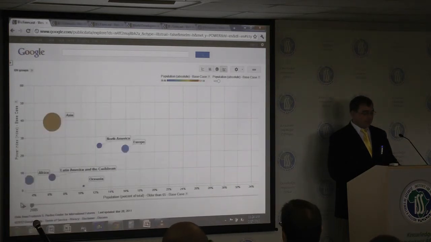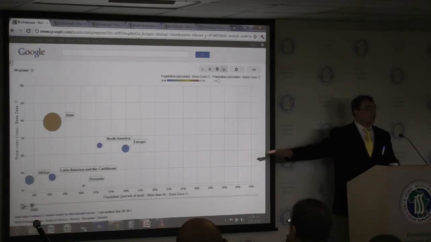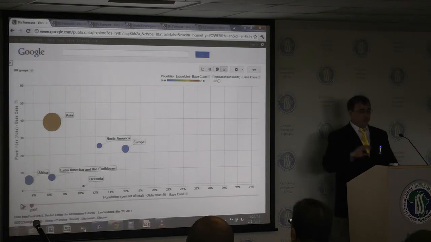I'm going to show the exact same graph except use groupings. So the bubble size is again population, and the up and down measure is for the relative material power, and the left and right measure is aging population. So you see Europe's the oldest, on average about 15% above 65. Africa's the youngest.